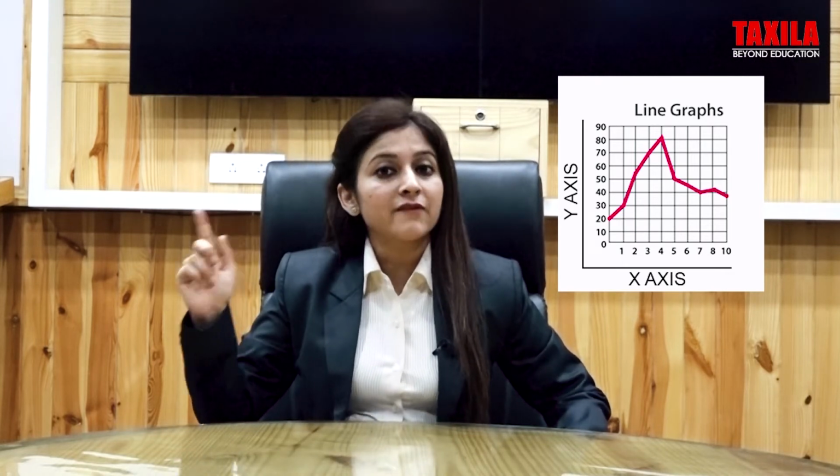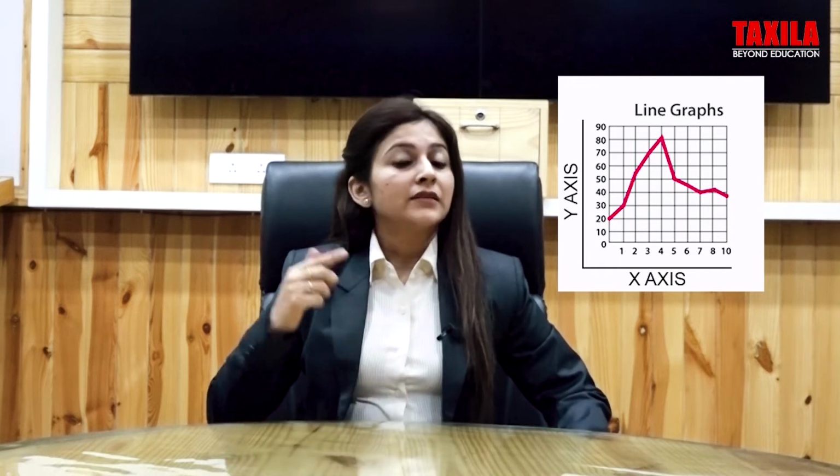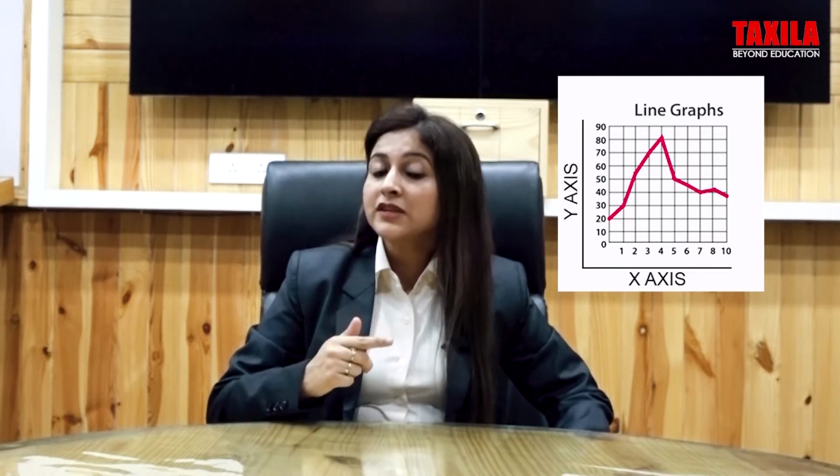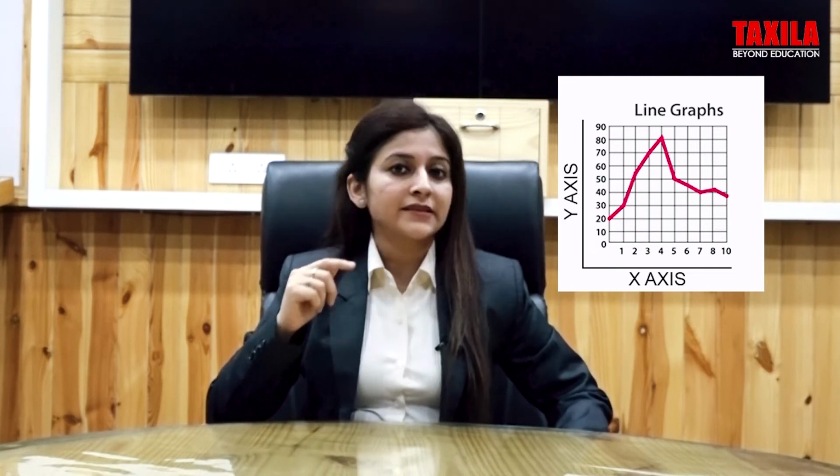The next one is line graph. We plot line graphs using several points connected by straight lines. The line graph comprises two axes, x-axis and y-axis. The horizontal axis is known as x-axis and the vertical axis is known as y-axis.